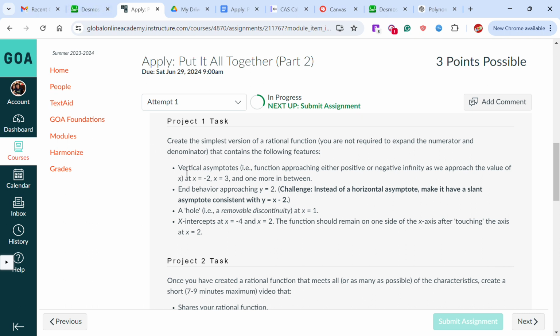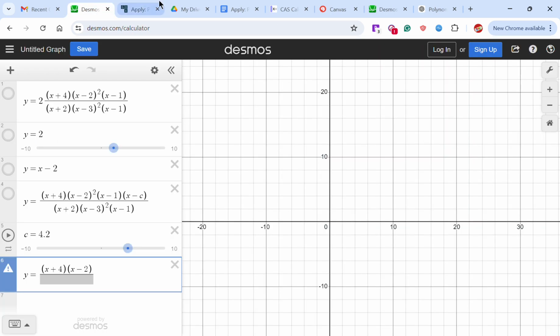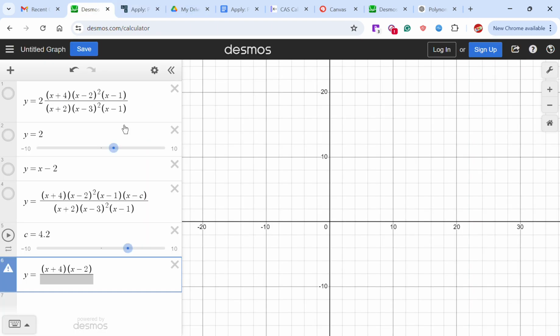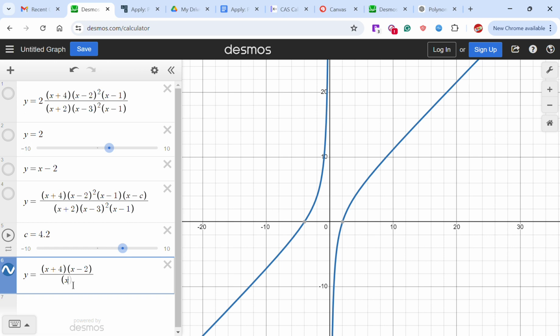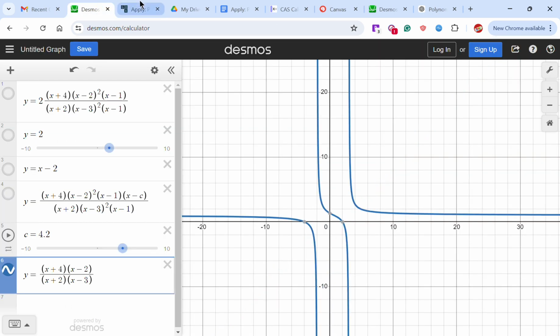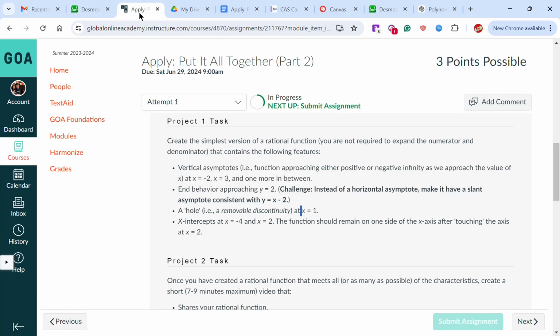So vertical asymptotes. This is when the denominator is equal to 0. And we all know when the denominator is equal to 0, then it's undefined. So we're going to have x equals -2, so we're going to put that right here. As you see, that makes it 0. And then x equals 3, so x minus 3.